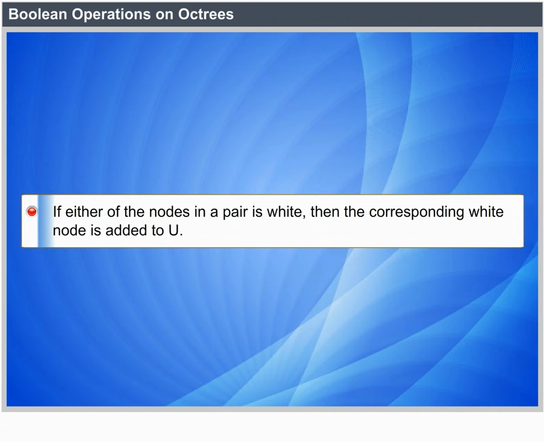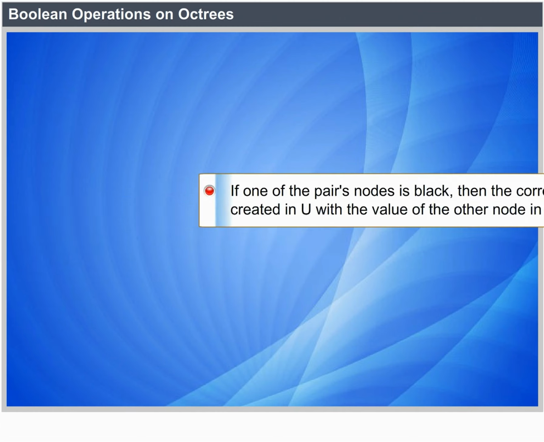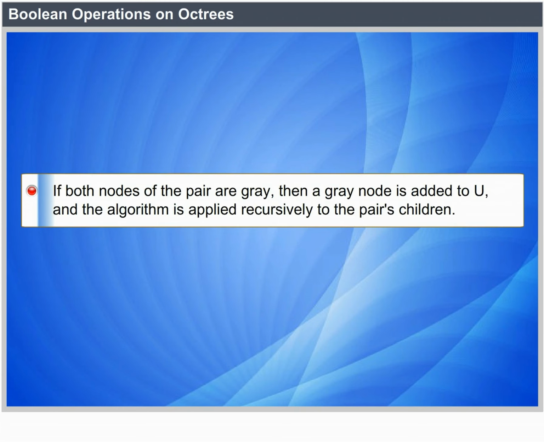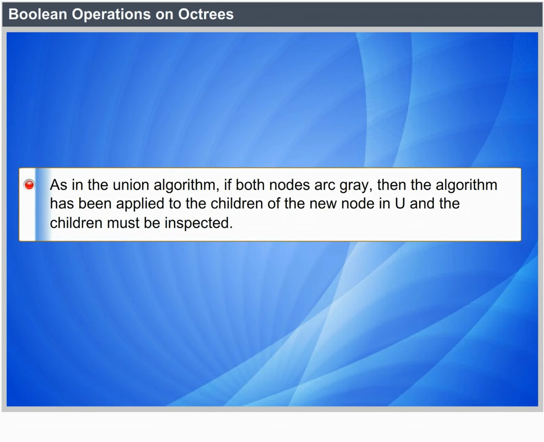If either of the nodes in a pair is white, then a corresponding white node is added to U. If one of the pair's nodes is black, then the corresponding node is created in U with the value of the other node in the pair. If both nodes of the pair are gray, then a gray node is added to U and the algorithm is applied recursively to the pair's children. As in the union algorithm, if both nodes are gray, then after the algorithm has been applied to the children of the new node in U, the children must be inspected.